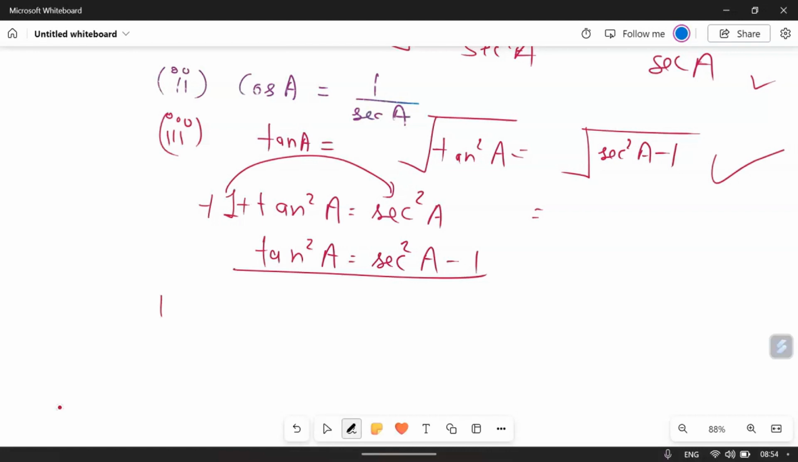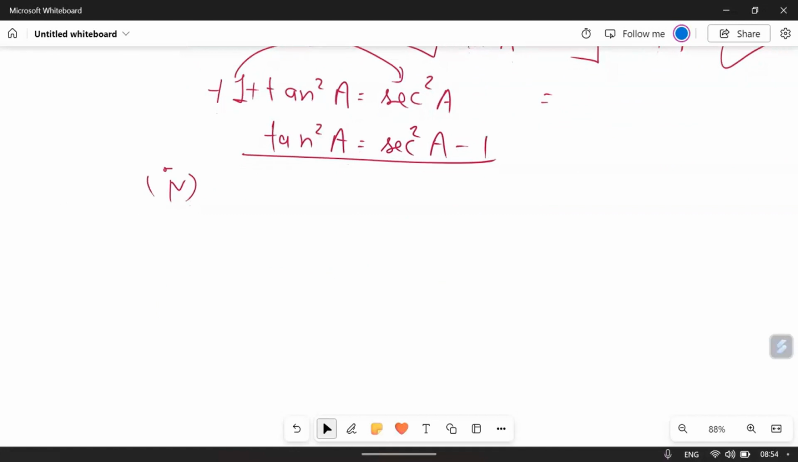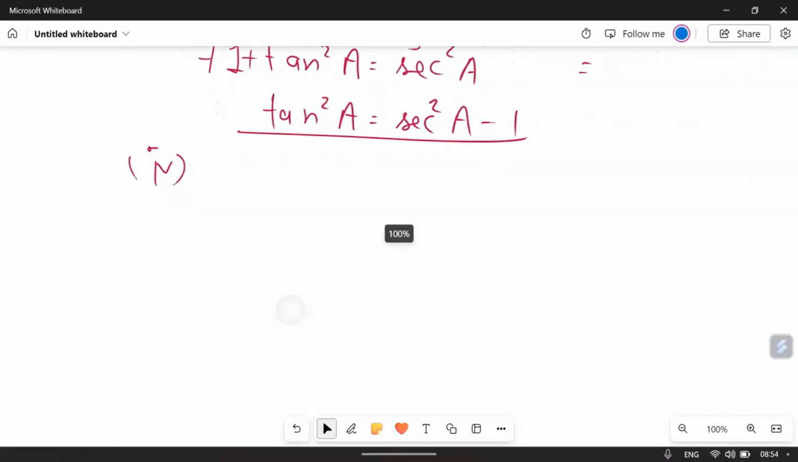The fourth one is your cosec A. So is it an easy one or a tough one? If you remember those three identities, it's the easy one. If you don't remember, then it will become a tough one. So remember those three identities. Cosec A, the same method we are going to use. Square it, because we have identity formulas in square, and root it.